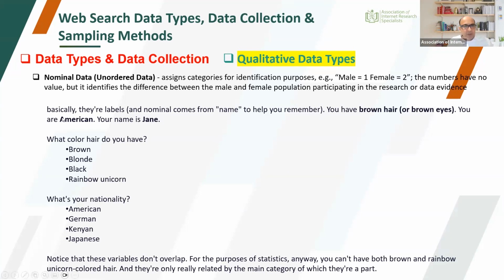So the questionnaires that you're going to create when you're collecting qualitative data, you would be running into questions like these ones. What is your nationality, for example? Is it American, German, Kenyan, Japanese, and so on? And these are all unique, and one is not greater or better or less important. So this differentiation you cannot do.